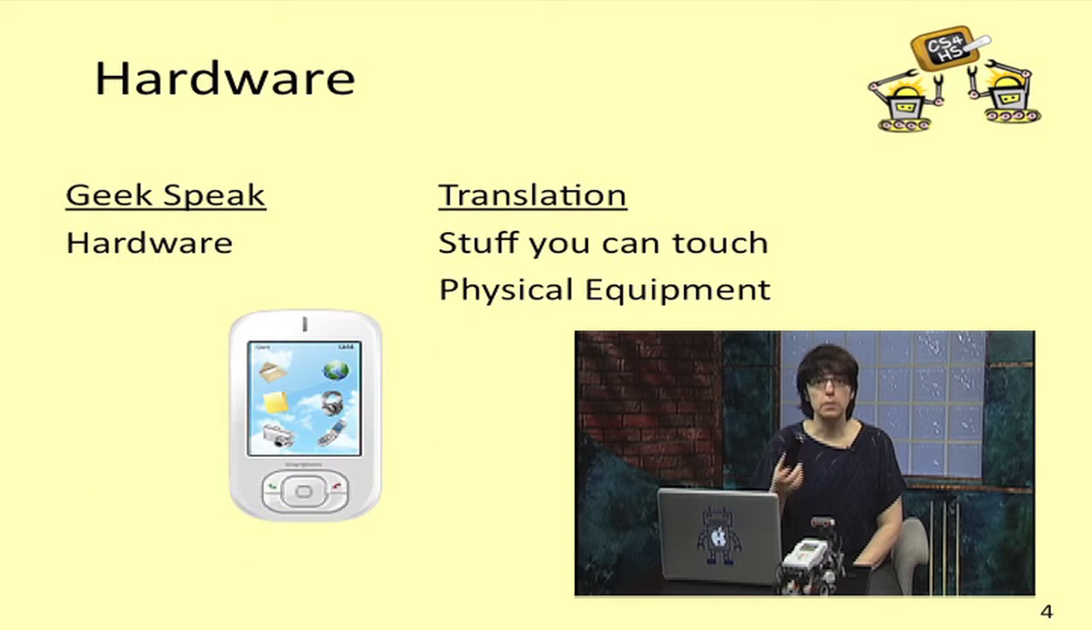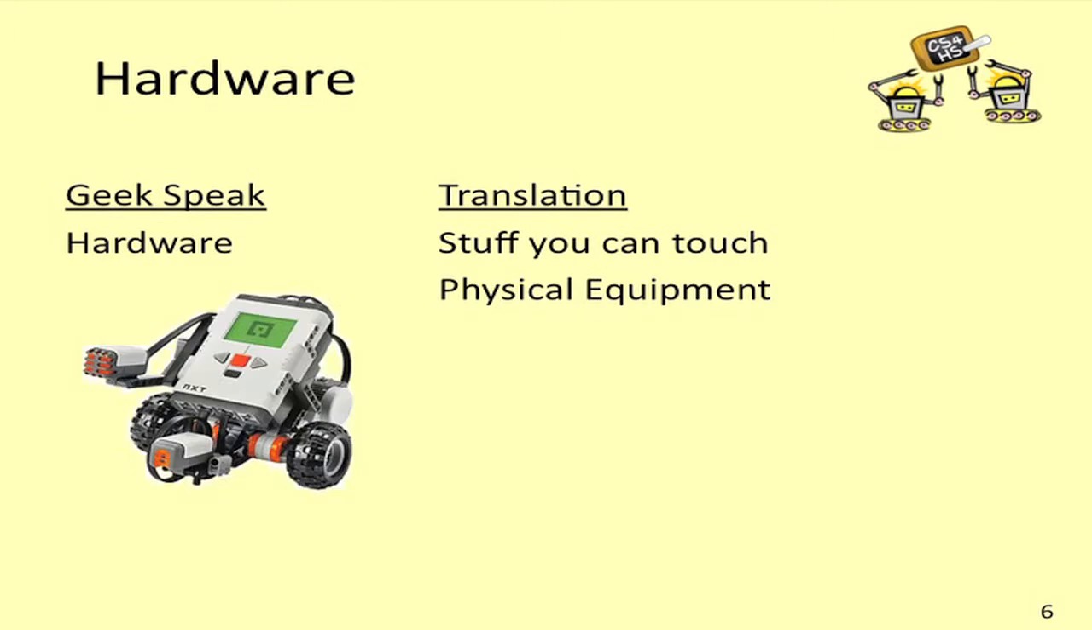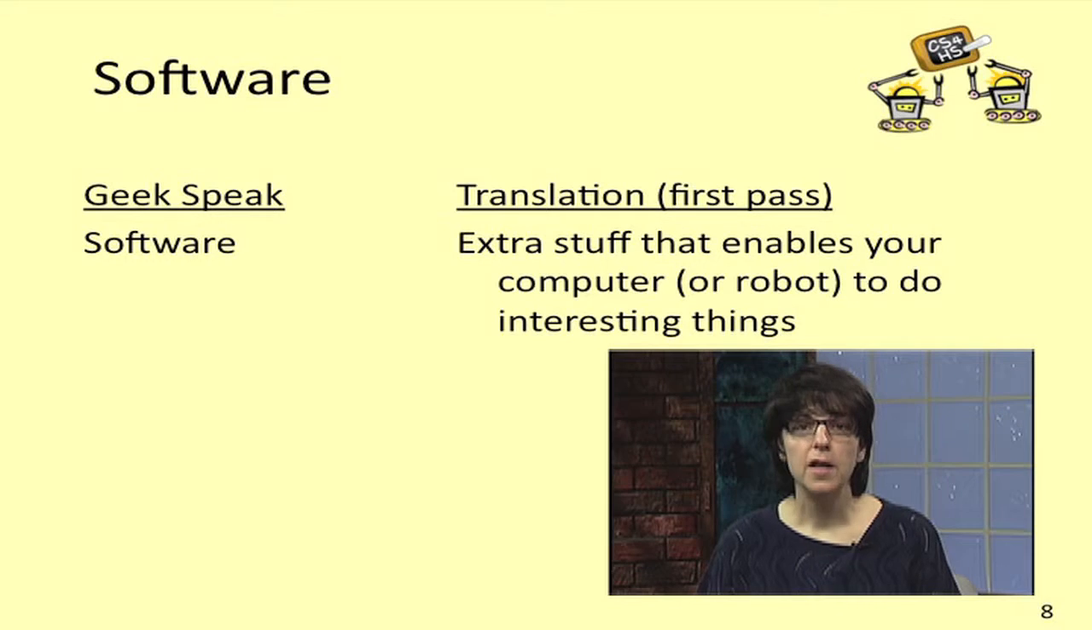So is your cell phone. Some people even classify their toasters as hardware. In this course, the robot that you're going to build, together with all the Lego bricks and special parts that came with your kit, make up the hardware side of our system. I'll explain what software actually is in more detail in a minute, but let's start with the following definition. Software is the extra stuff that enables your computer or your robot to do interesting things. Without software, your computer and your robot are just very big paperweights.